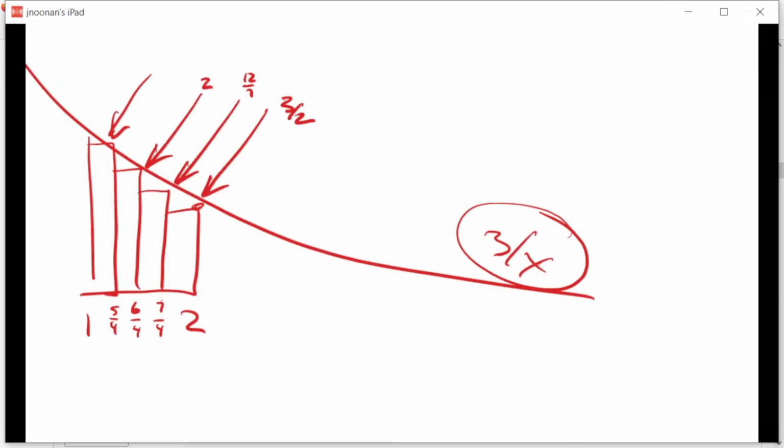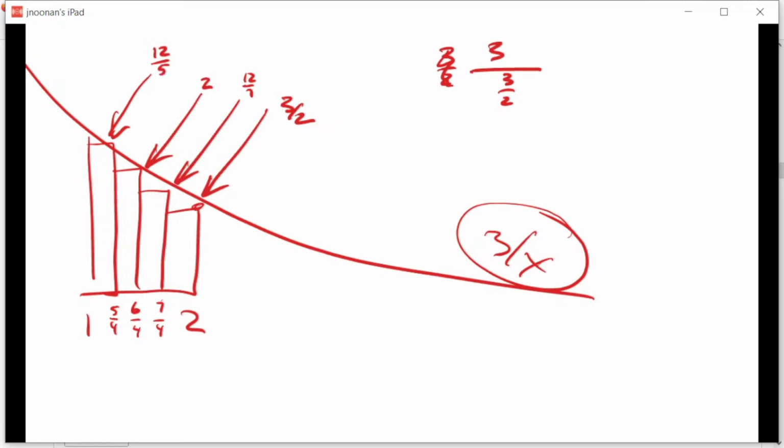Is that right? I hope. Let me do it, I better do it. 3 over 3/2. Yeah, that's just 2. And then 3 over 5/4, which is 12/5.